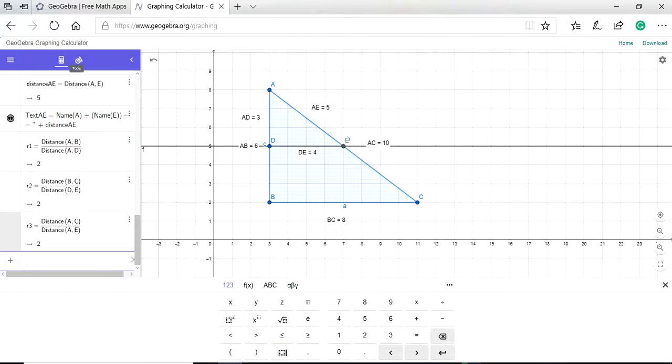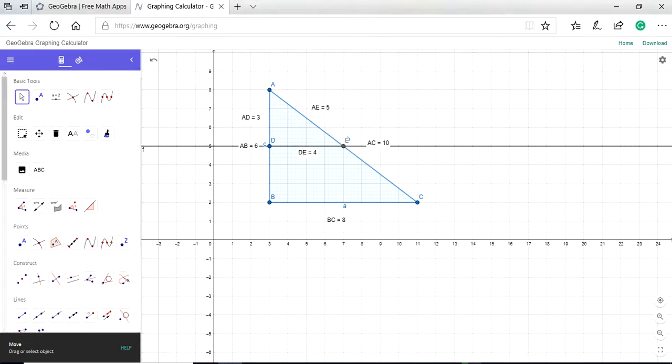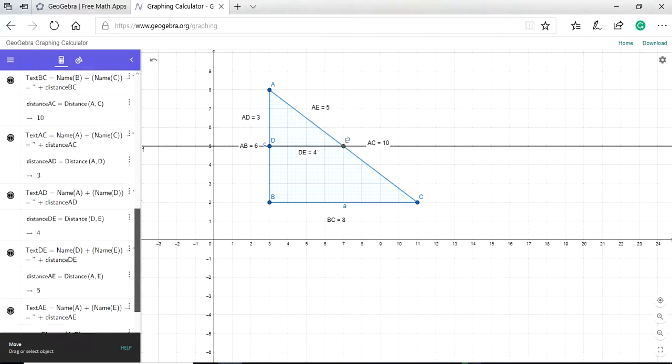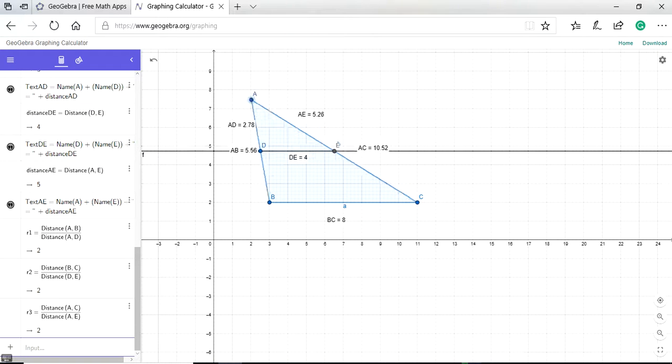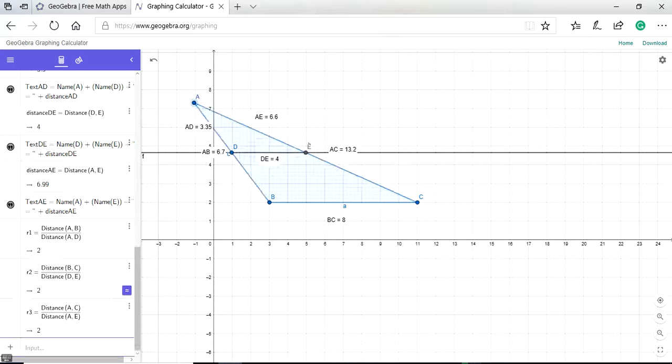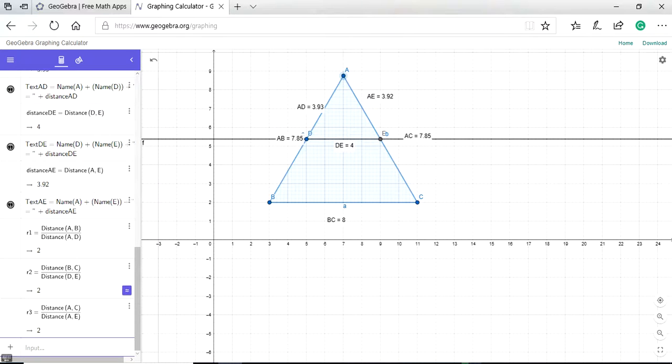And now what we could do is go to our move tool. And as we move it, you're going to notice that no matter how we move it, the proportion of it won't change. So we move A. The bigger triangle is always going to be 2 times bigger than the smaller triangle.